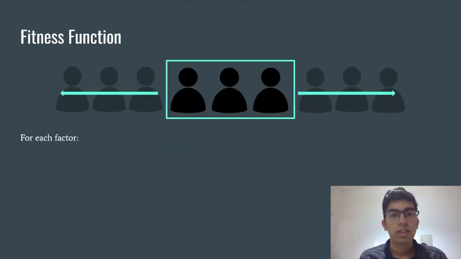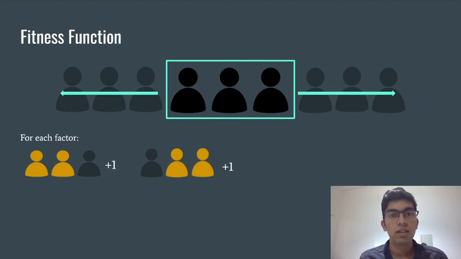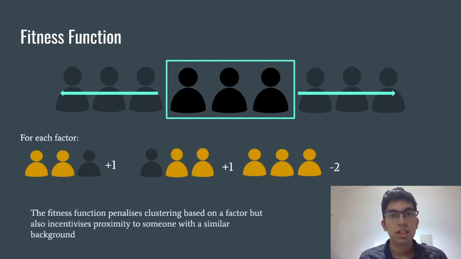The fitness function scans through the seating arrangement for every adjacent three students and uses the following criteria. If a factor has the same value for the left and the middle one, then a score of 1 is added. If it's the same for the middle one and the right one, then a score of 1 is added. But if all three have the same value, then a score of 2 is subtracted. This ensures that there is no clustering based on a factor, but there is also a chance of meeting people with a similar background.